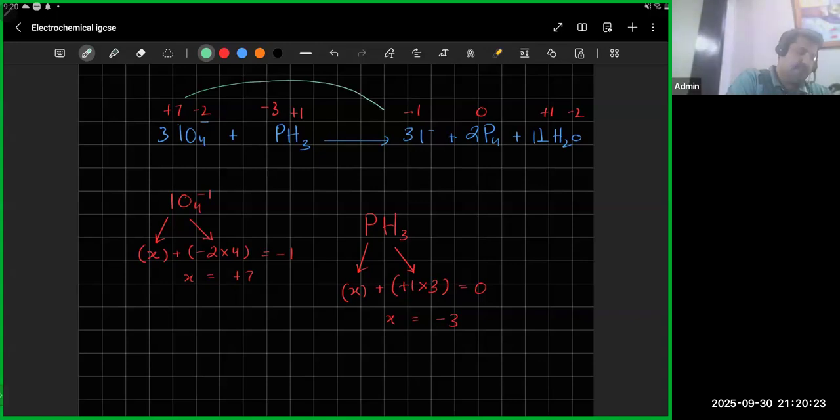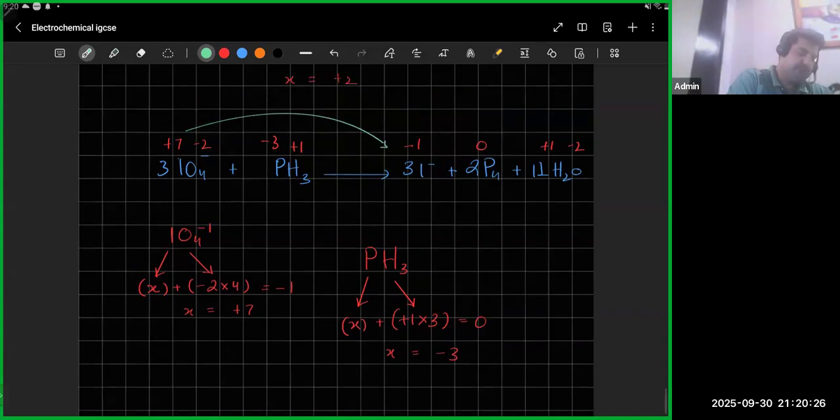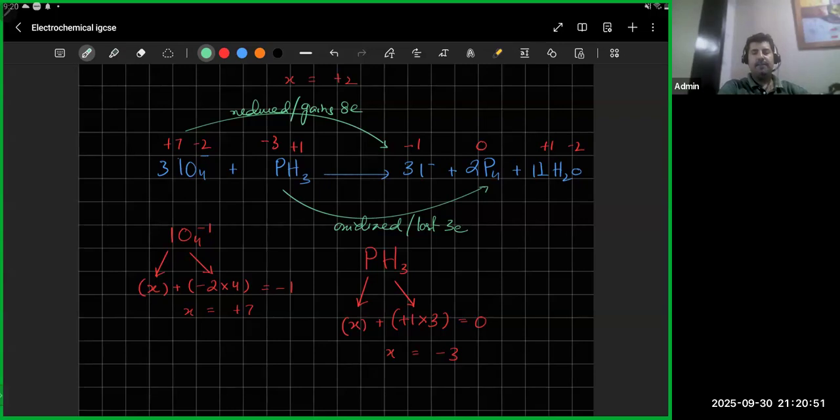So I went from +7 down to -1, so reduced, right? And specifically gained how many electrons? +7 to -1, that's 8 electrons, right? And P went up. P went from -3 to 0. So it got oxidized. It means it lost electrons, right? So lost how many electrons? Lost 3. -3 to 0. It's going up. So is this 100% clear what's going on?